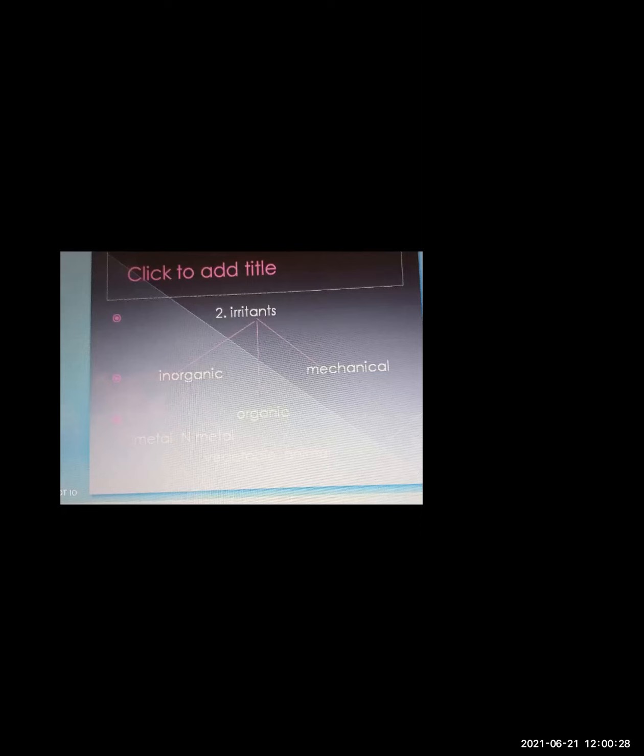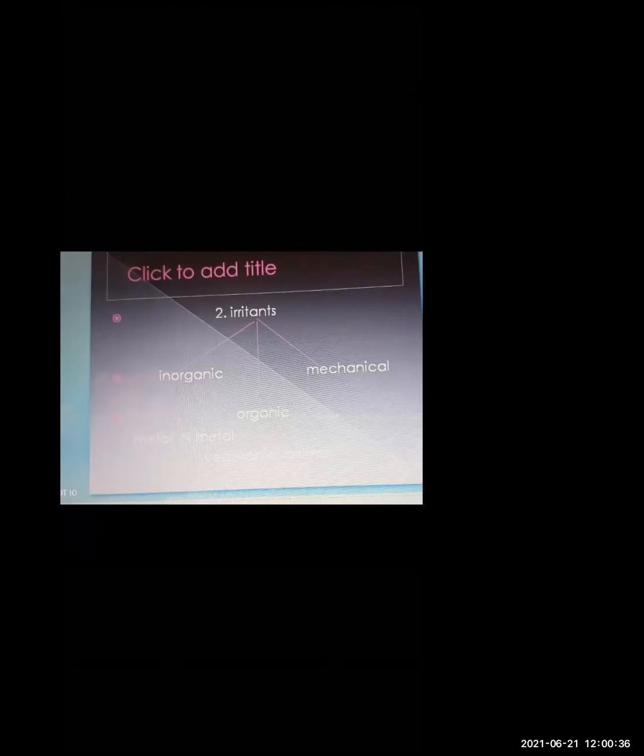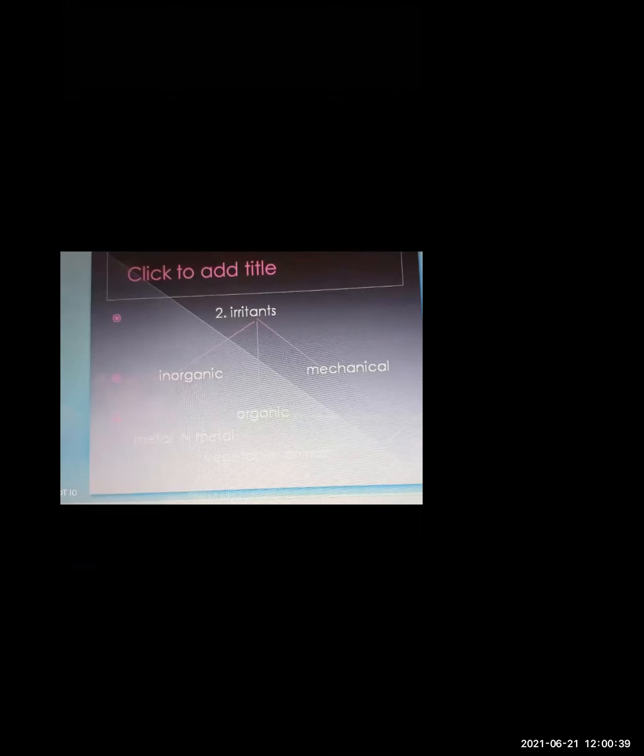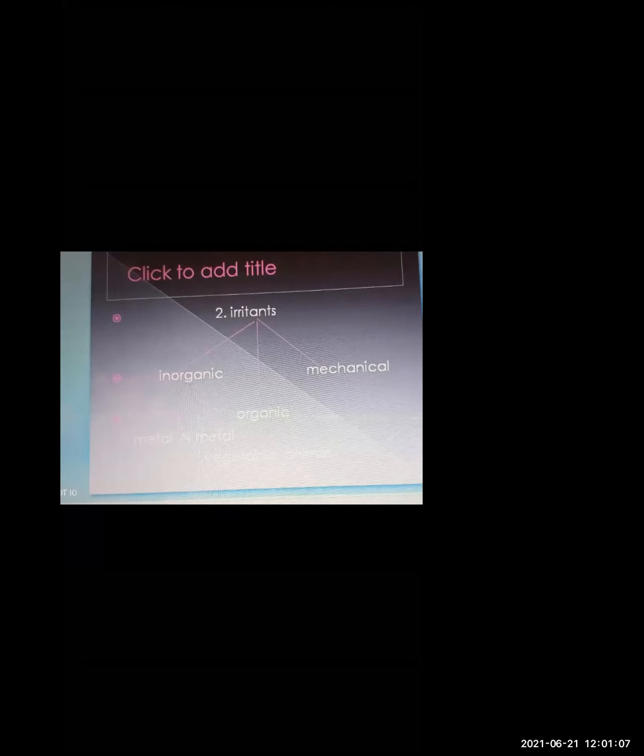In vegetable poisons, many vegetables like Abrus precatorius, Cannabis indica, then after that, oleander and calotropis are there. These substances act as vegetable organic irritants. In the animal group, snake poisoning and scorpion poisoning lead to the animal branch of the organic irritants. After that, mechanical is the last irritant group, and in mechanical, powdered glass or chopped hairs may act as mechanical irritants.